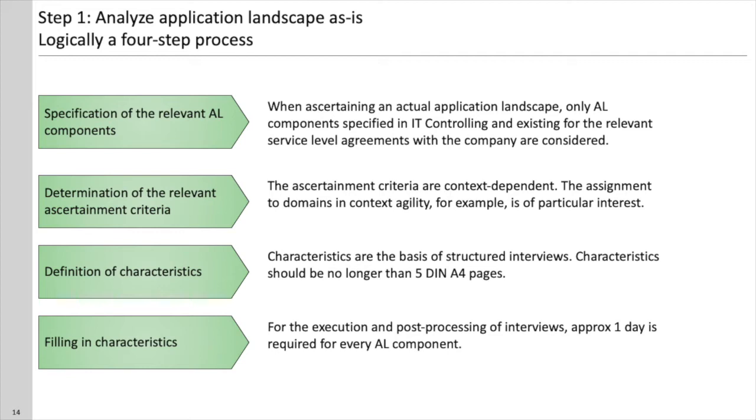In some abstract view, analyzing the application landscape as-is logically is a four-step process. So of course we start by specifying the relevant AL components. That means when ascertaining an actual application landscape, only AL components specified in IT controlling and existing for the relevant service level agreements with the company are considered.